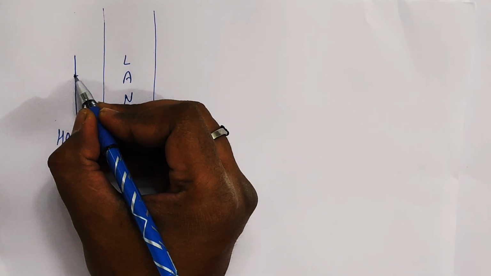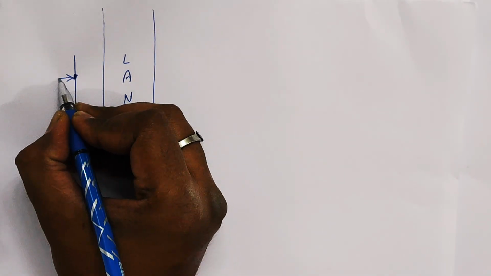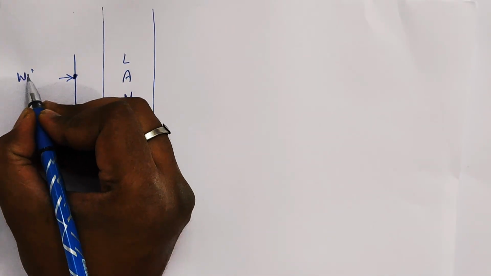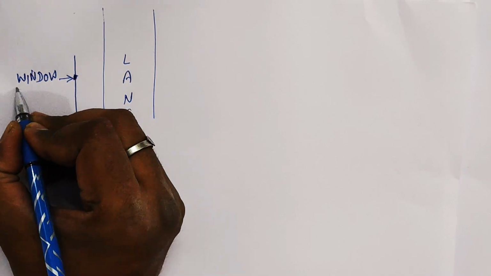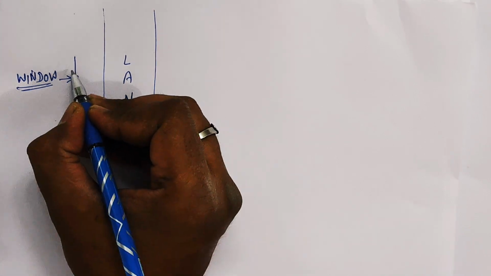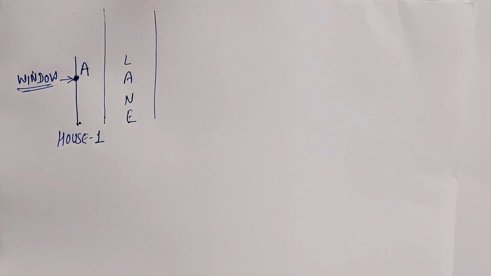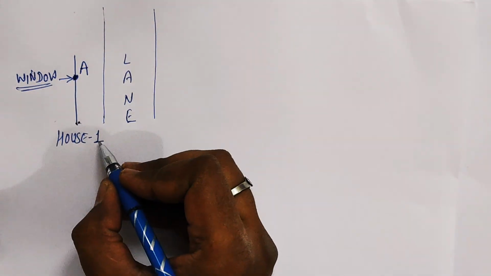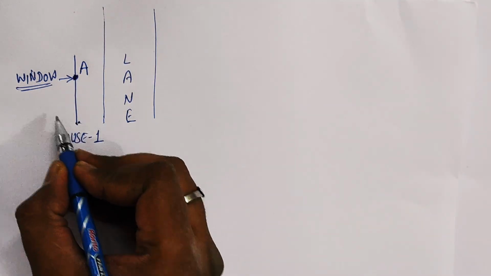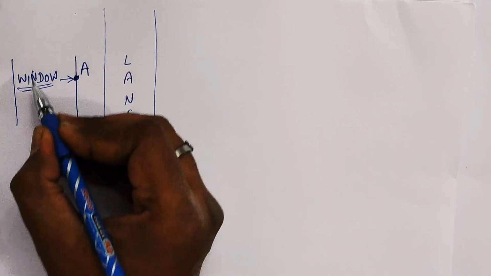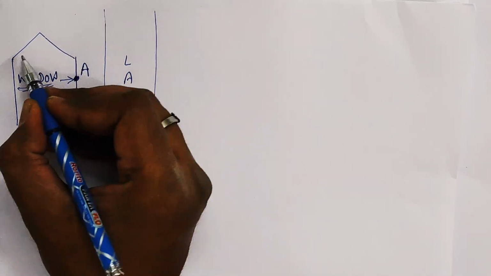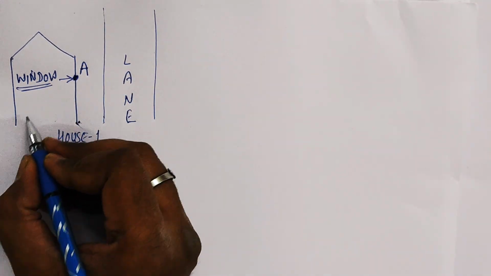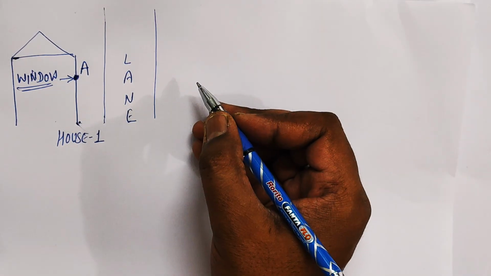So for house 1, the window of house 1 is situated, let's say this is the window, at a height of h meters, and let's say this point is marked as A, right? Now let's say this is the house. It should look like a house, that's why I'm drawing it like this.